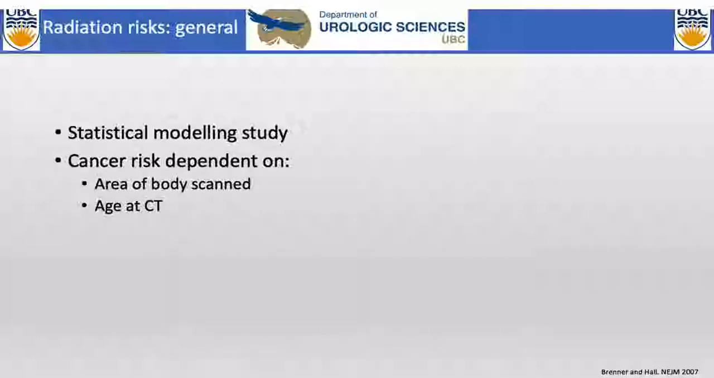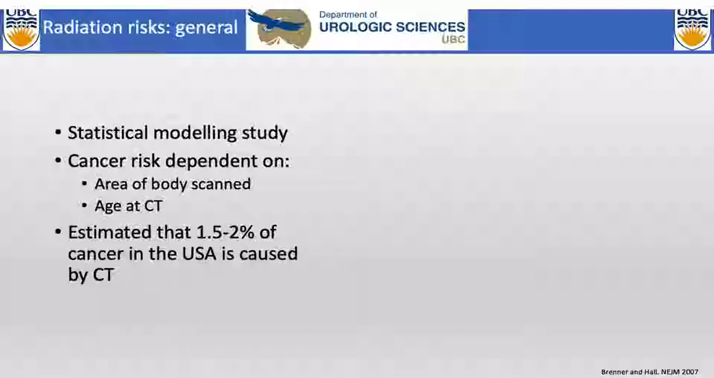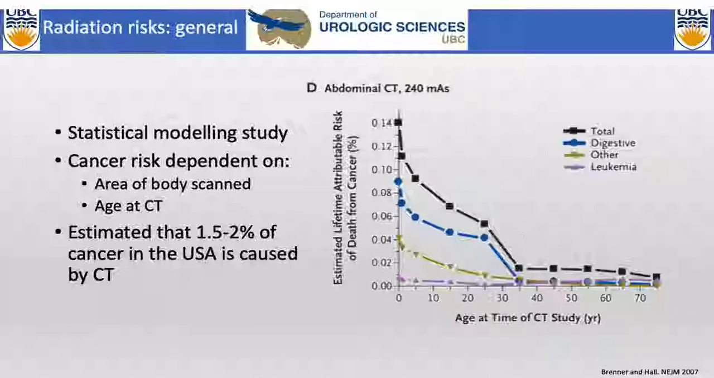So, go back to 2007. There's a statistical modeling study that was published in the New England Journal looking at CT scan use in the US. CT scans have obviously become our main diagnostic tool. Most people don't leave the emergency department without getting a CT scan of some sort. What they looked at was cancer risk, depending on what type of CT scan you got and how old you were at CT. They estimated that around 1-2% of cancer caused in the US was actually caused by CT scans alone.